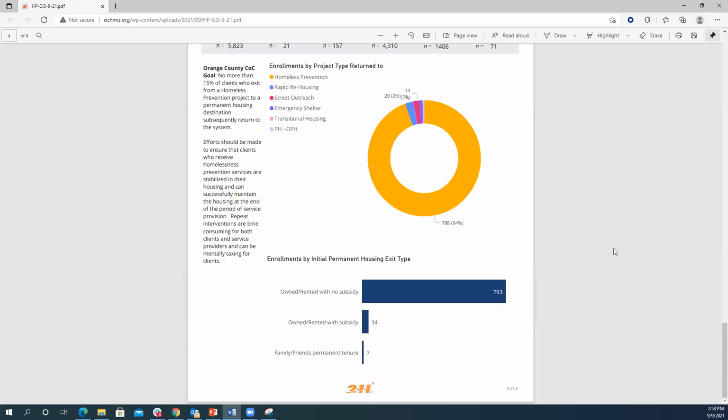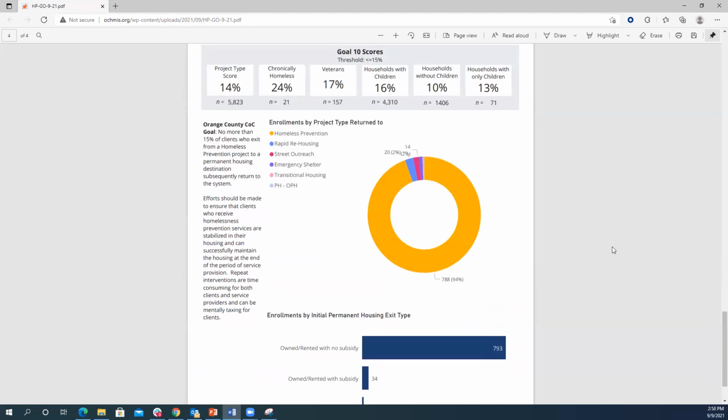All right, last measure is looking at clients that exited to permanent housing from a prevention project, and then they later returned to a project in HMIS. And almost all of the clients are returning to another prevention project. So that I think is not necessarily a bad thing.